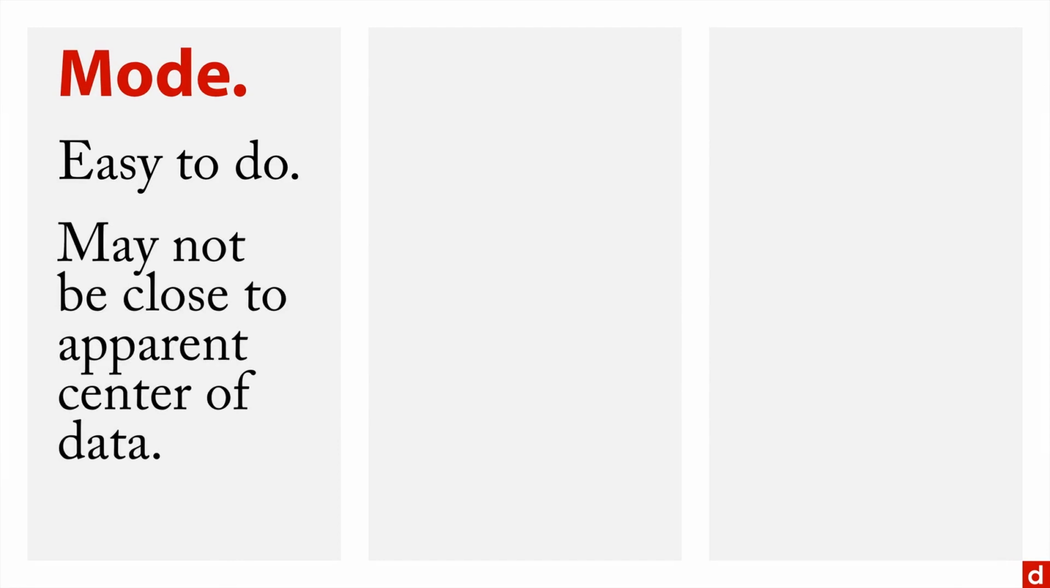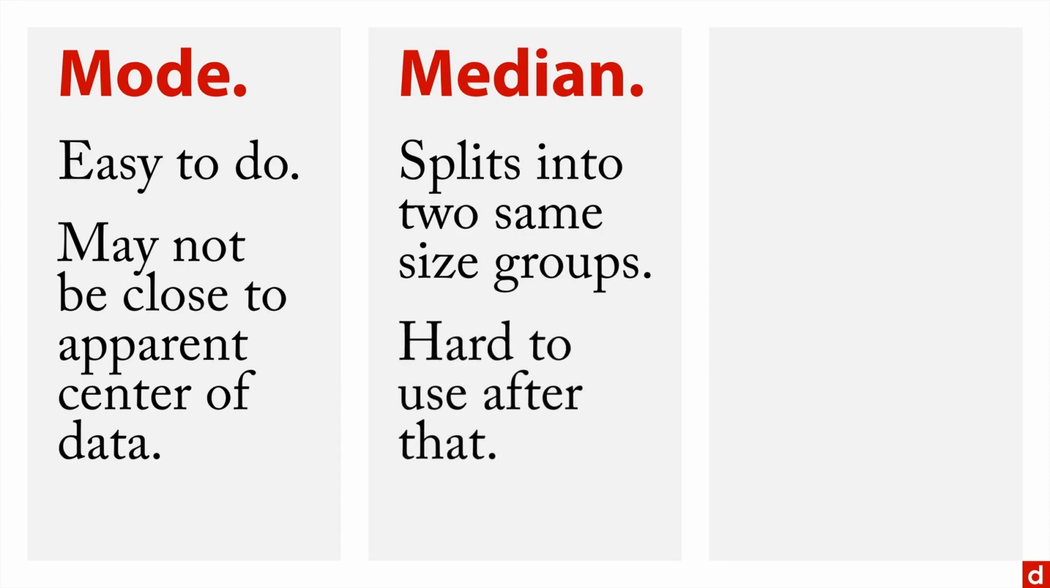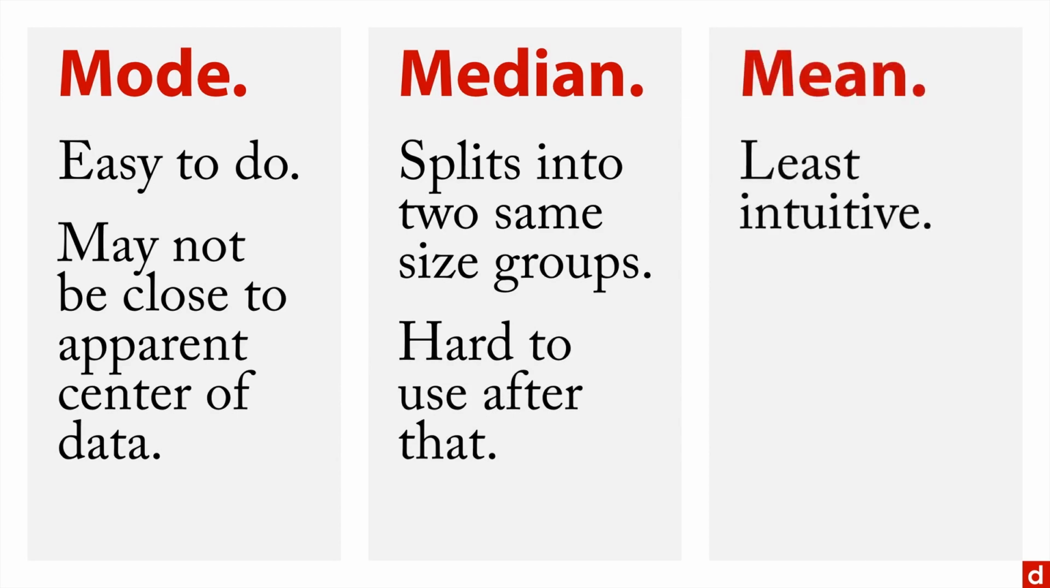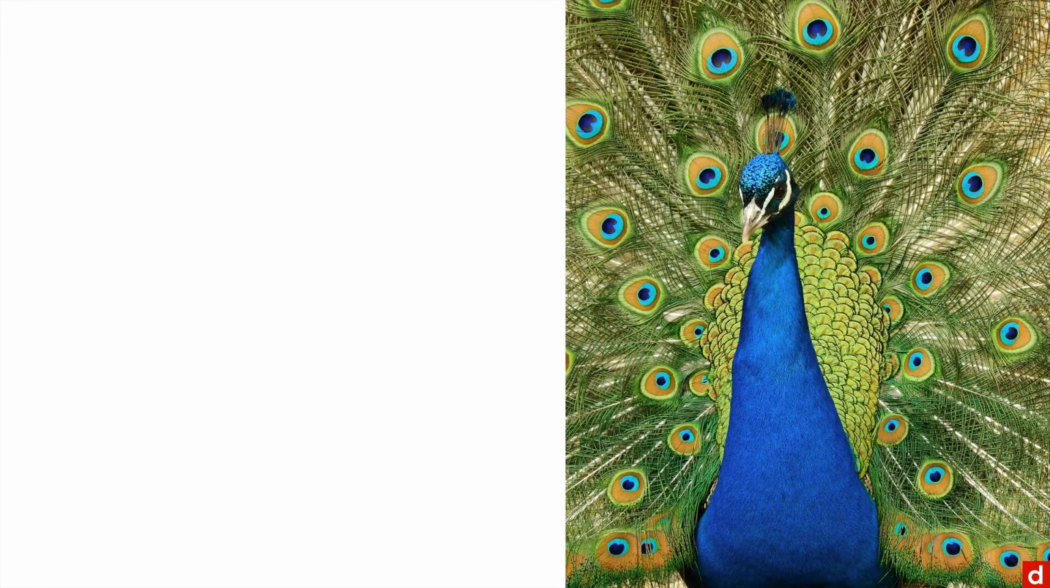Now, let me give a little bit of the pros and cons of each of these. The mode's really easy to do. You just count how common it is. On the other hand, it may not be close to what appears to be the center of the data. The median splits the data into 2 same-size groups, the same number of scores in each. That's pretty easy to deal with, but unfortunately, it's hard to use that information in many statistics after that. And then finally, the mean. Of these 3, it's the least intuitive, it's the most affected by outliers and skewness, and that may really count against it. But it is, however, the most useful statistically, and so it's the one that gets used the most often.